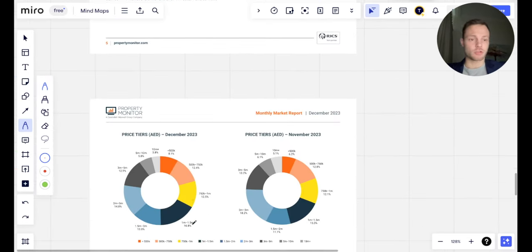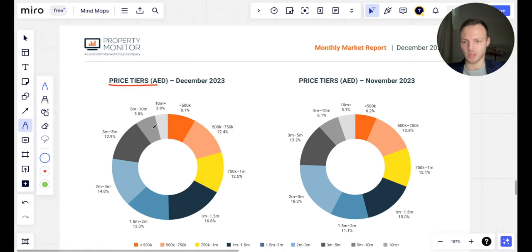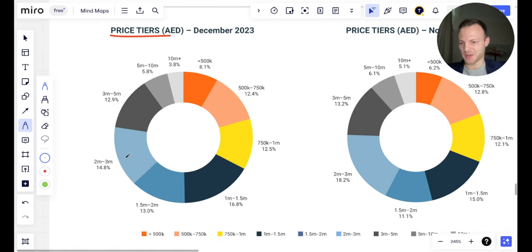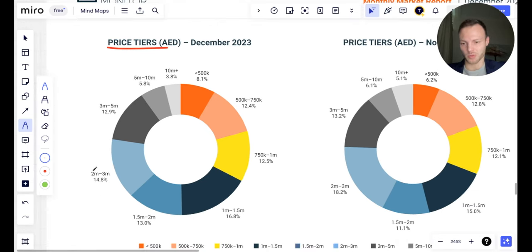And this page is also very interesting. This is the price tiers. As you can see here, this basically shows 14.8% of all sales in December were between 2 million to 3 million. In December, effectively 50% of all sales were between 1 million dirhams and 1.5 million dirhams.